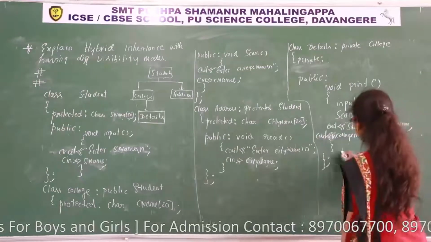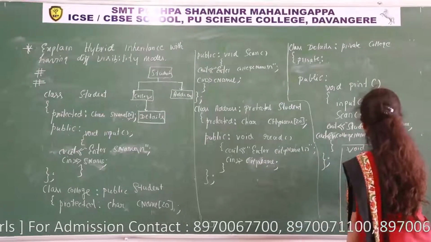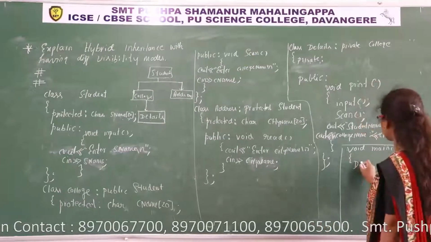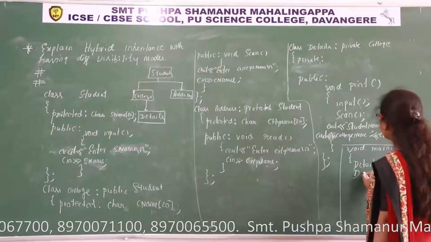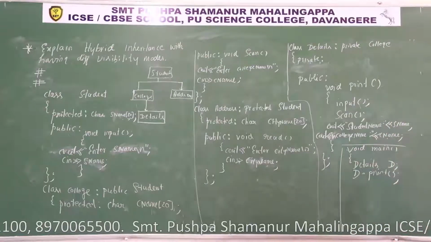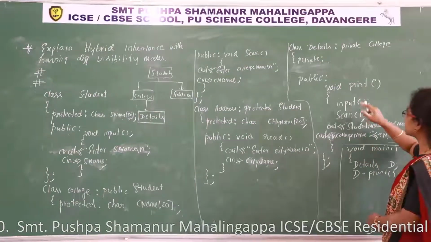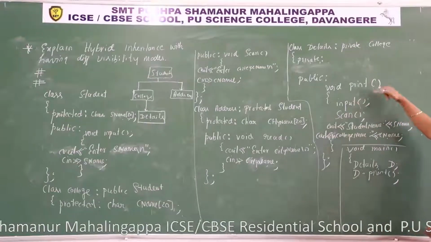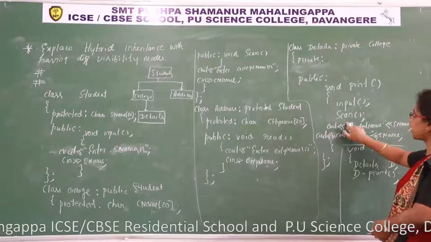I'll write a main function here, void main. Now I'll create an object for the details class, details D. I'll call d.print. See here, D is an object of the details class. Through the object of this class, I'll call the member function print. It belongs to the public section. So inside the print function, I'm calling two functions. One is the input function and another is the scan function.